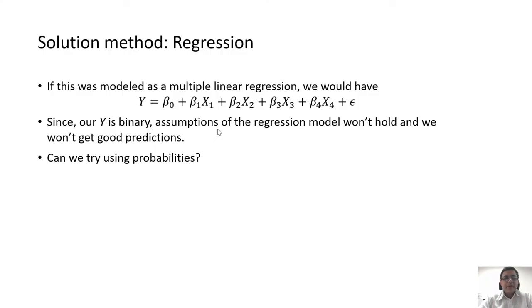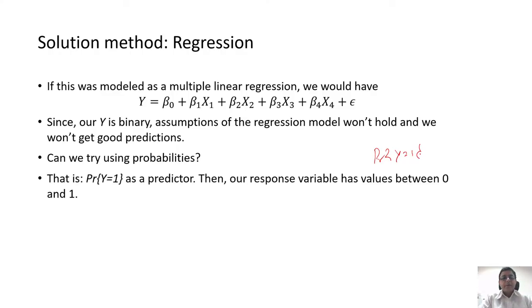So since we cannot directly use Y because Y is binary and it may violate some of the assumptions of MLR, can we use probabilities? Now we are converting this response variable. We are not saying Y is equal to 1 or 0. Now we are saying probability of Y is equal to 1. What is the probability that the student will get placed? So essentially we will ask ourselves, what is the probability of Y is equal to 1? Now if we do that, we are essentially converting the response variable. Now our response variable can take any value from 0 to 1, right? Because probabilities can only be between 0 and 1, right? So let us use probability of Y is equal to 1 as our predictor, right?